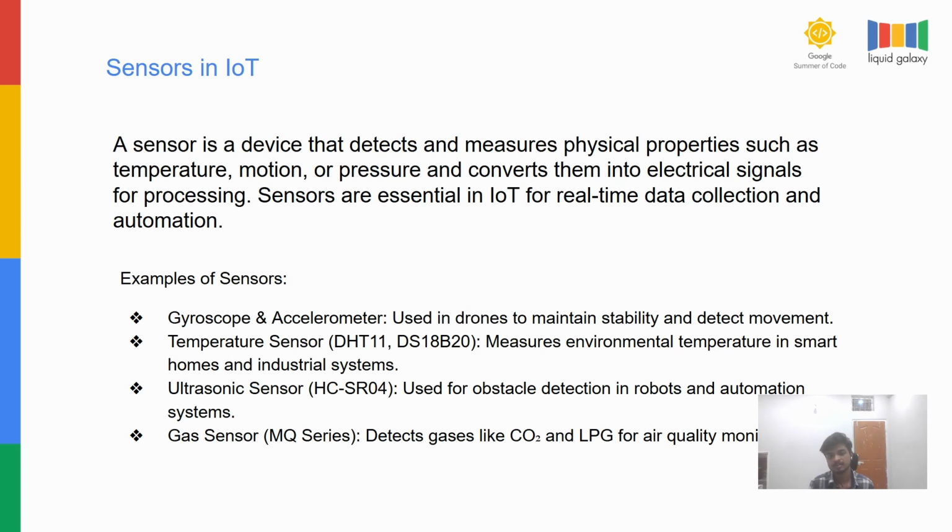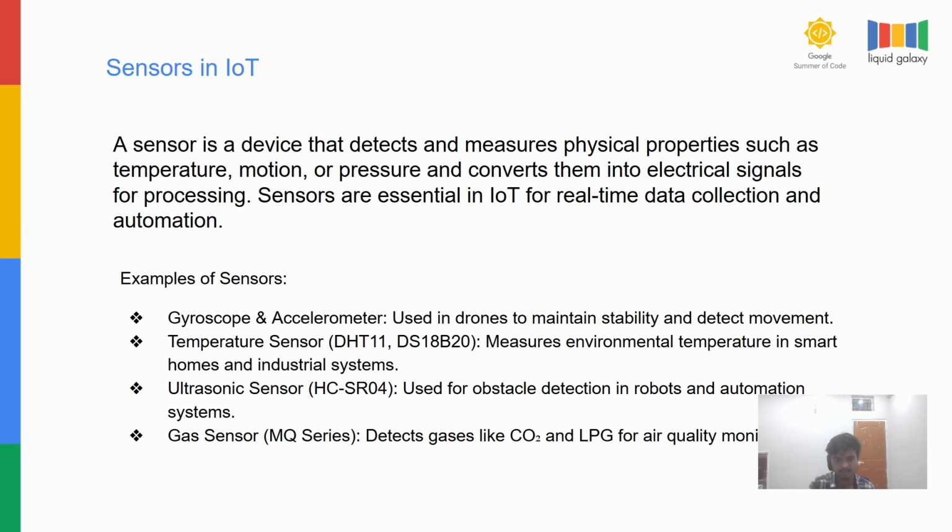Now let me give you some examples of sensors. The gyroscope and accelerometer sensor are used in drones to maintain stability and detect motion. You can use this sensor to know about the orientation of anything. Like our phones have this sensor to control screen orientation, and many more. Temperature sensors: DHT11, DS18B20, which measure environmental temperature in smart homes and industrial systems.